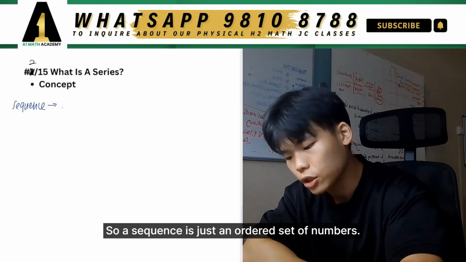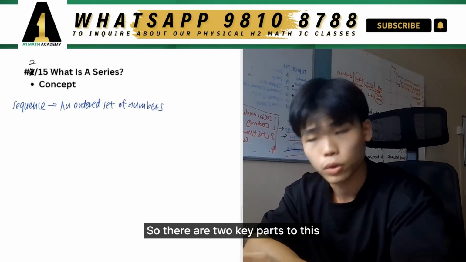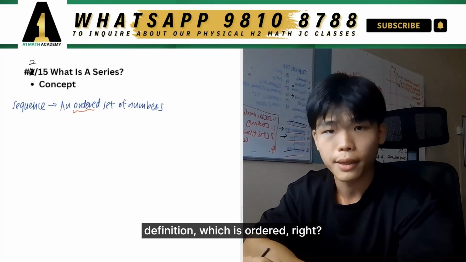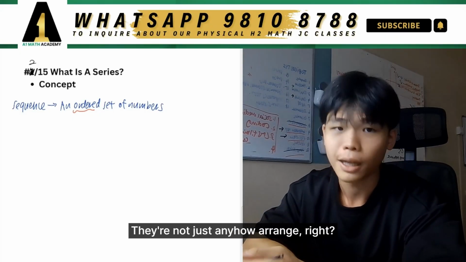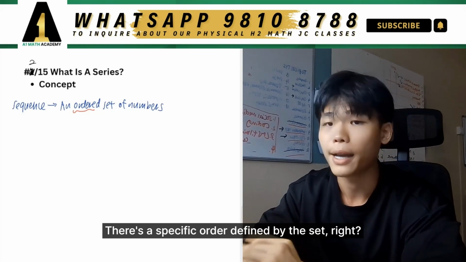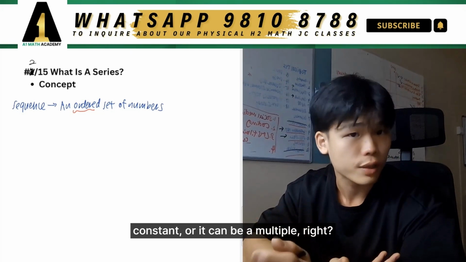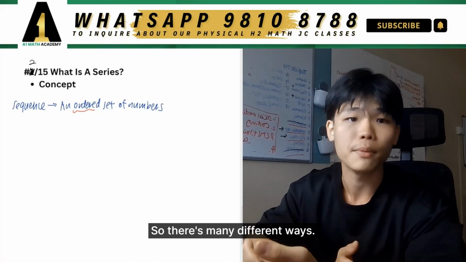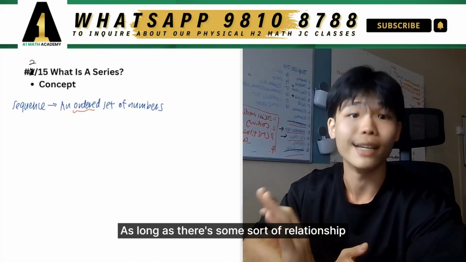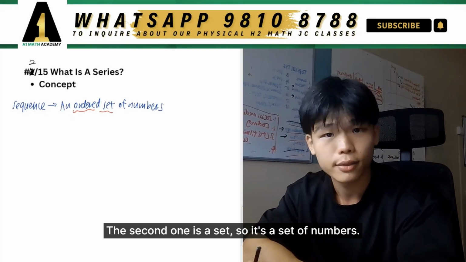A sequence is just an ordered set of numbers. There are two key parts to this definition. The first is ordered: they are not randomly jumbled up, they are not just arranged anyhow. There's a specific order defined by the set. The order can be a constant difference or it can be a multiple. There are many different ways, as long as there's some sort of relationship and rule by which they are ordered. The second is a set, so it's a set of numbers.